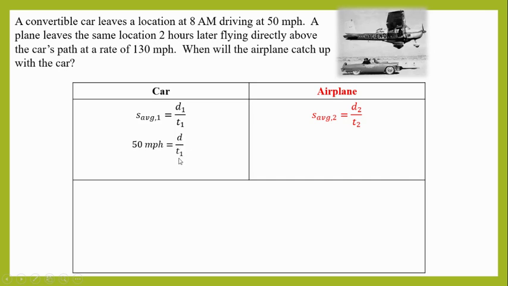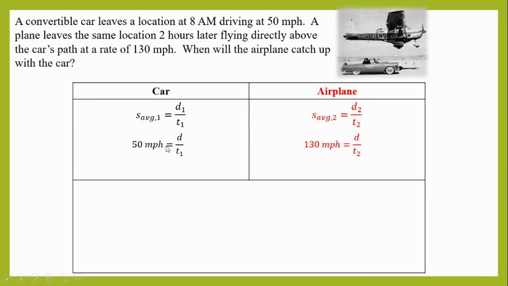T1, that would be different because the car left 2 hours earlier, so I will keep the subscript in T1. On the right side, I went ahead and plugged in 130 miles per hour because that was given to us for the airplane. Again, in the numerator, instead of D2, I just call it D because that is the common term in this particular problem. T2 is going to be smaller than T1 because the airplane is moving faster, so it would take less time to travel the same distance.